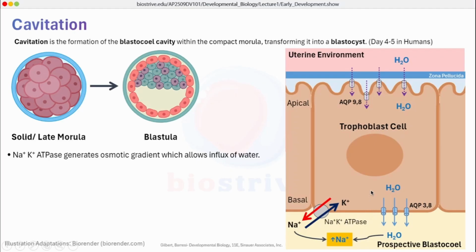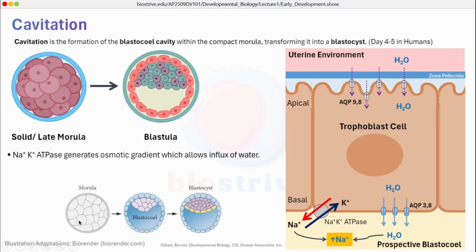There will be multiple small cavities forming, and these small cavities will unite together to form this large cavity which is called blastocele. As you can see, the morula, and there is formation of blastocele cavity which is primarily mediated by this sodium potassium ATPase, and the primary source of water is this uterine fluid.